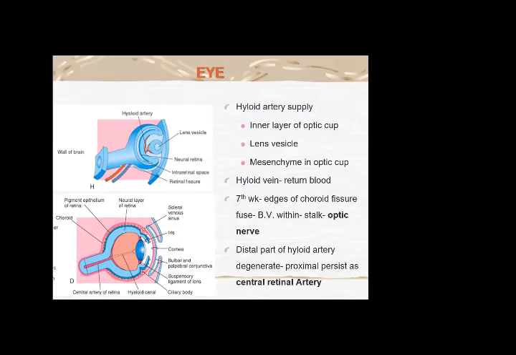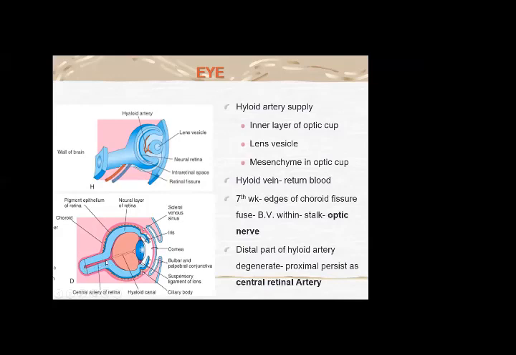Now, in the 7th week, the lips of this choroid fissure fuse. And as they do so, this hyaloid artery is trapped inside the optic stalk. This is the proximal part. Sorry, distal part, the proximal part. Closer to the blood vessel is the proximal part. Origin of the blood vessel is the proximal part. Hyaloid artery is a branch of the ophthalmic artery.